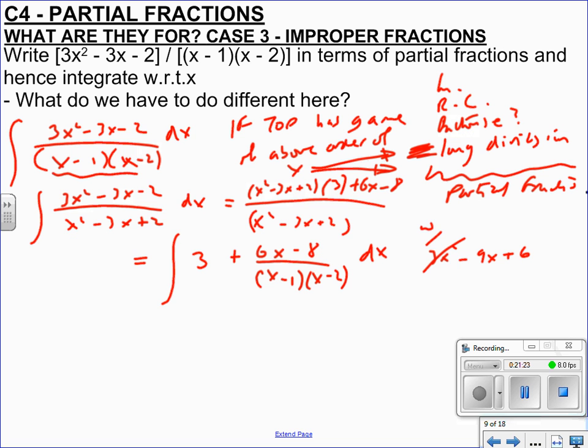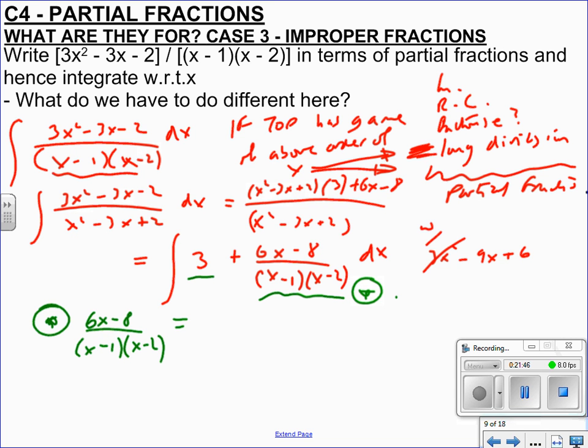Now we use partial fractions on this section, because we can integrate 3 obviously, but this bit we can't integrate. So my advice, asterisk it out, so 6x take 8 over x minus 1, x minus 2. Again, can we learn it? Can we factorize it? Can we reverse chain it? No. So this is now reduced to a case 1, isn't it? It's not repeated linear factor, it's just linear factor. So a over x minus 1 plus b over x minus 2.